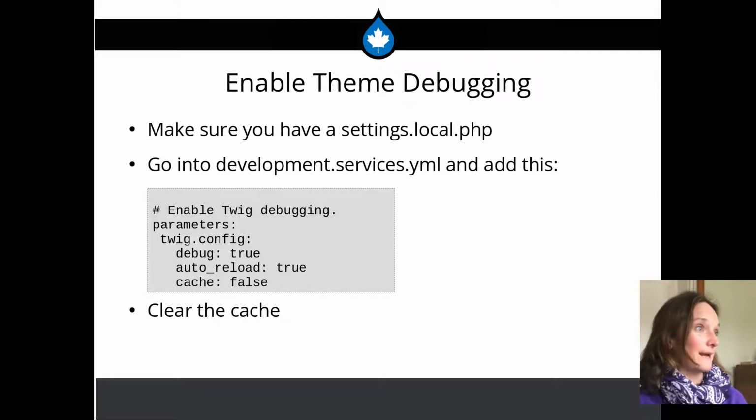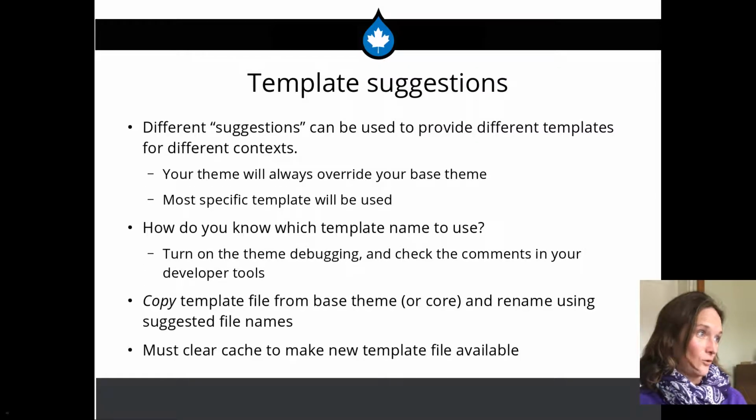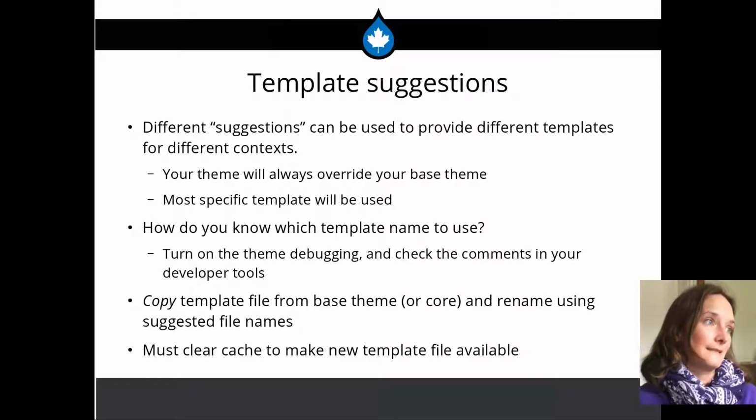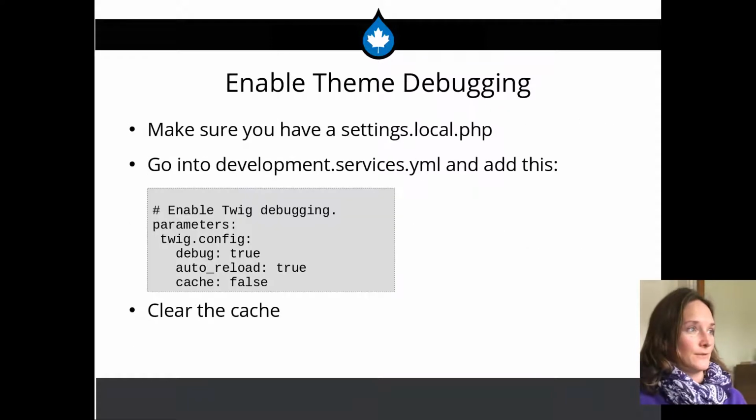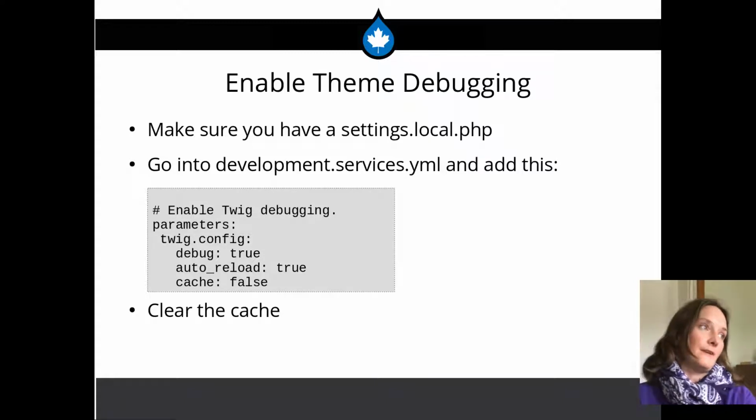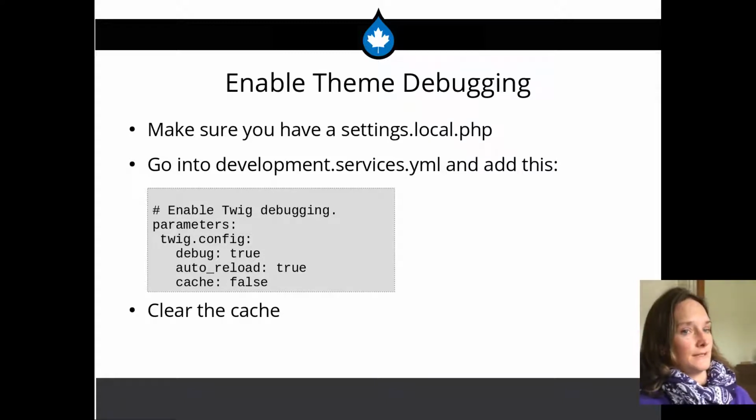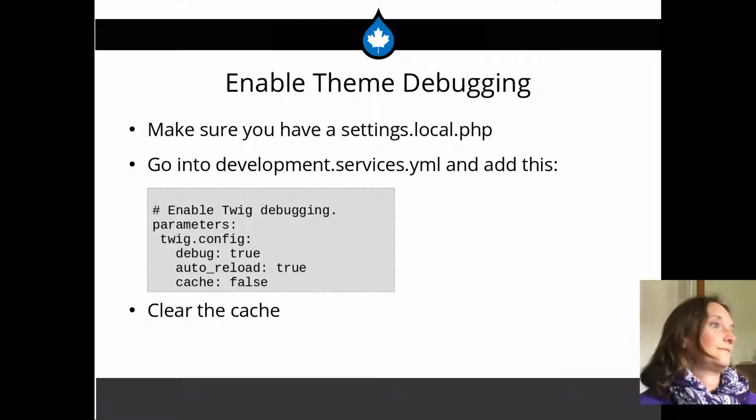We're going to enable theme debugging, so we can see how you can provide different template suggestions for different contexts. The first thing we're going to do is enable theme debugging, and this is going to help us to see which template files we can provide and which suggestions are available in different situations. And then we'll be able to see which page template file it's using.